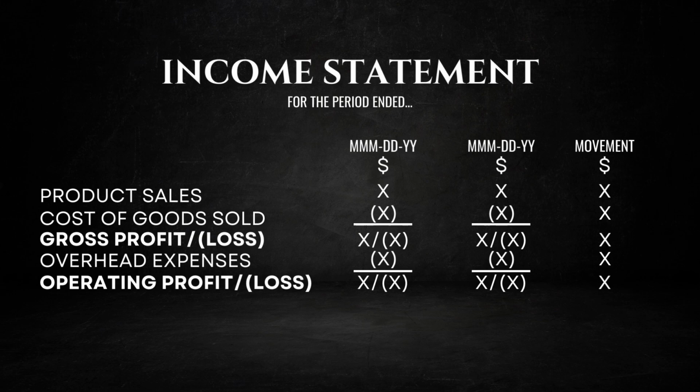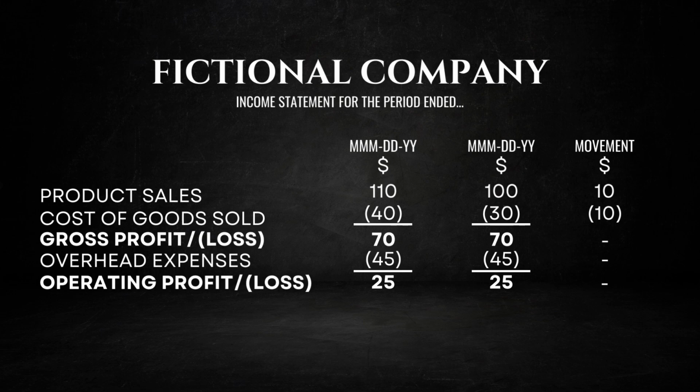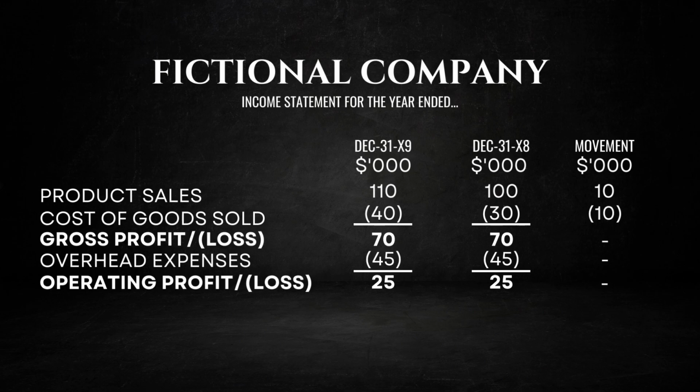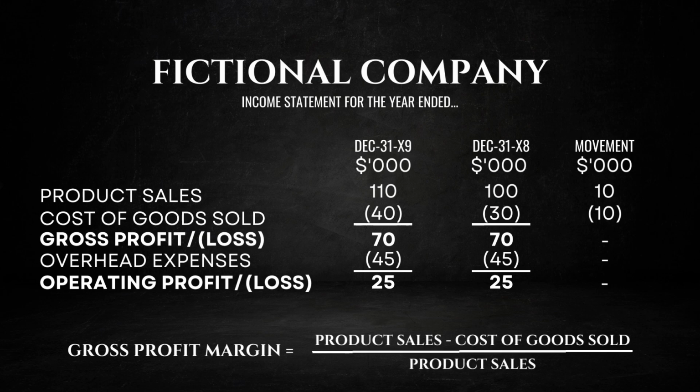Let's put theory into practice and bring some numbers into the mix. Imagine a fictional company and we compare its income statement year on year. We find that sales have increased by $10,000, but to our surprise, the gross profit remains unchanged. This revelation sparks curiosity and prompts us to dig deeper. To shed light on this mystery, we calculate the gross profit margin, a powerful metric that measures the efficiency of production and sales. It reveals how effectively the business has been converting revenue into profit.